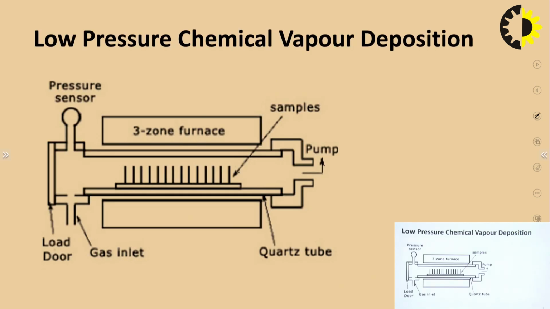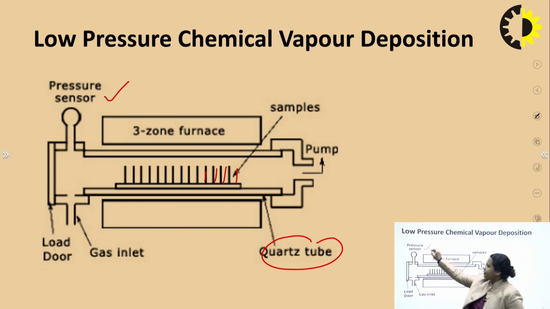Now another CVD method is low pressure CVD, low pressure chemical vapor deposition. In this the wafer is placed vertically. Here you can see these are the wafers. The wafers are placed vertically, and these wafers are maintained in a quartz tube. The temperature and the pressure of this whole structure is maintained by a pressure sensor. The pressure sensor is used to maintain the pressure inside it, because it is a low pressure CVD.